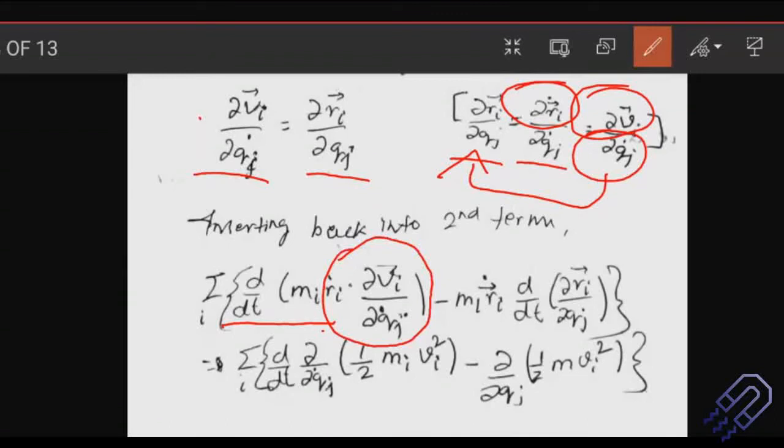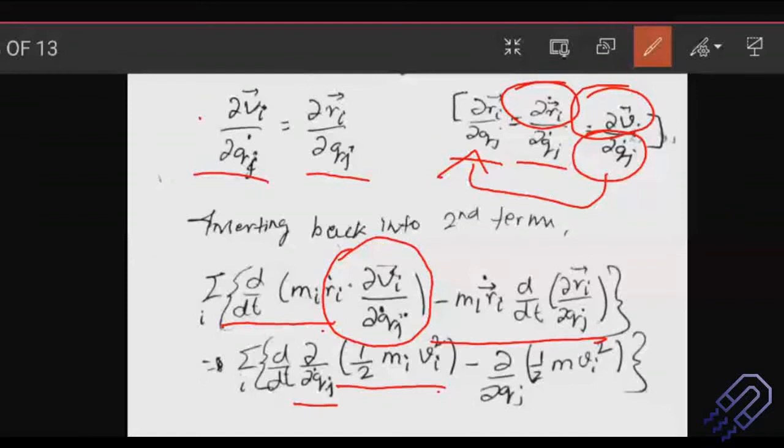And here we are going to write down this. We'll interchange this, so please look into it again and again so that this becomes clear. Now this mi ri dot delta vi delta qj dot can be written as half of mi vi square into delta delta qj dot. How?